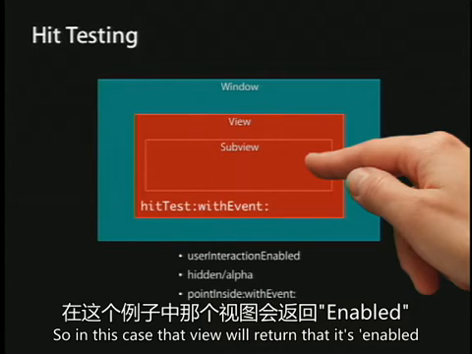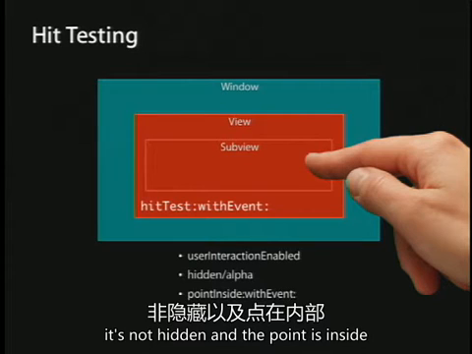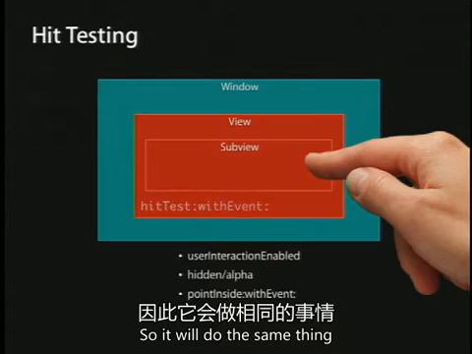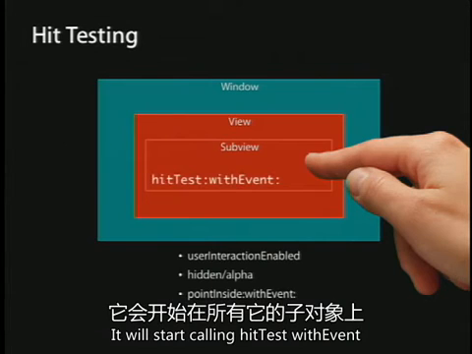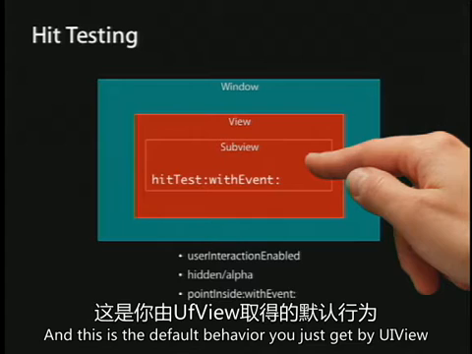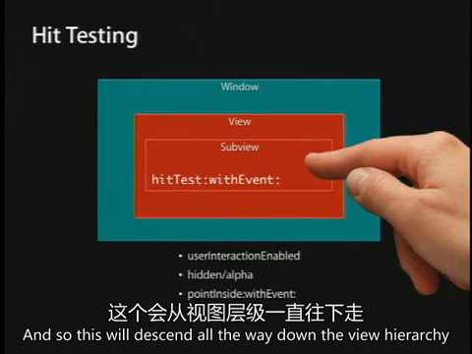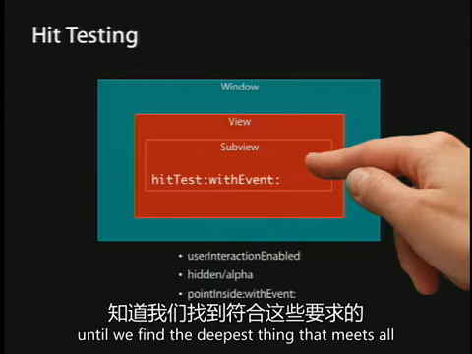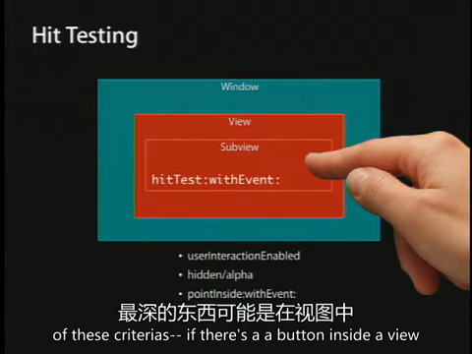So in this case, that view will return that it's enabled, it's not hidden, and the point is inside. So it'll do the same thing. It'll start calling hitTestWithEvent on all of its children. And this is the default behavior you just get by UIView. And so with this, we'll descend all the way down the view hierarchy until we find the deepest thing that meets all of these criteria.